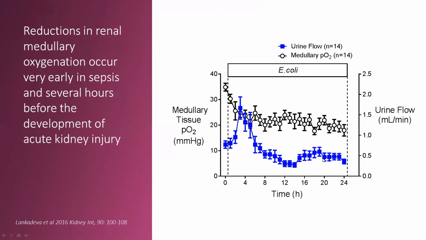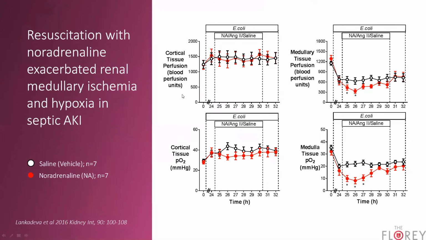Now, the next important question is, what are the effects of clinical vasopressors on medullary tissue oxygenation? We see that resuscitation with noradrenaline, which is the primary vasopressor in the clinic, had no significant effects on cortical tissue perfusion or oxygenation. However, noradrenaline resulted in a further exacerbation in medullary tissue ischemia and hypoxia. Concerningly, this suggests that the first choice vasopressor they use in ICUs to resuscitate patients with septic acute kidney injury may have deleterious effects to worsen kidney injury in the longer term.